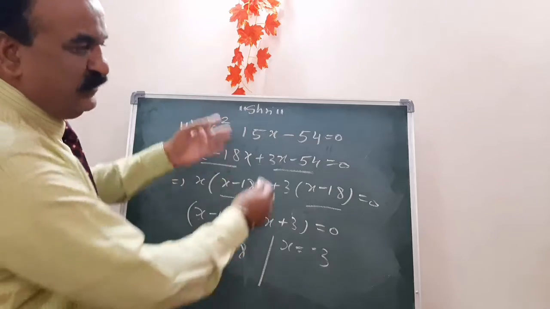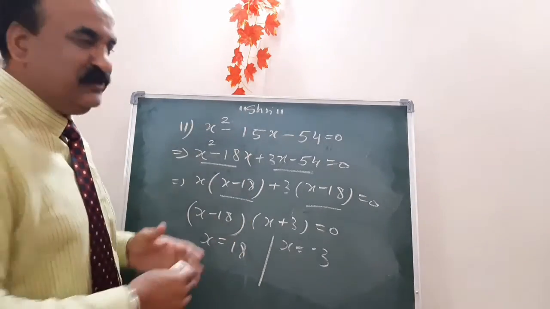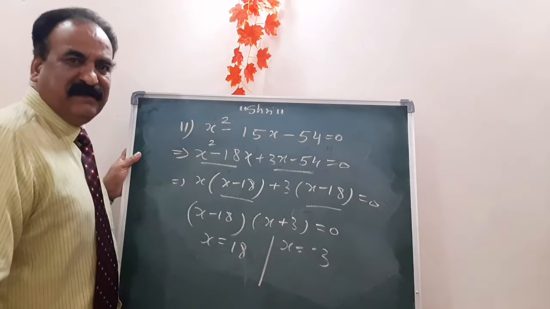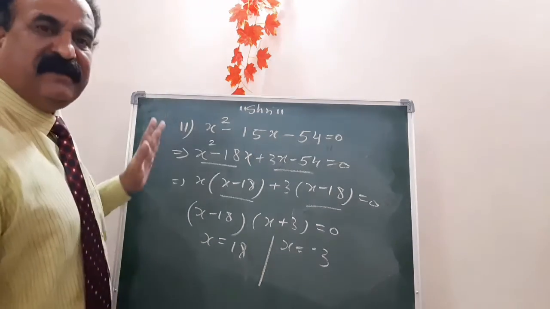Don't think, say like that, sir, board is clear. Clear means I am just asking you are you getting it or not. x is equal to 18 and x is equal to minus 3. This is the solution. This is my second pattern.